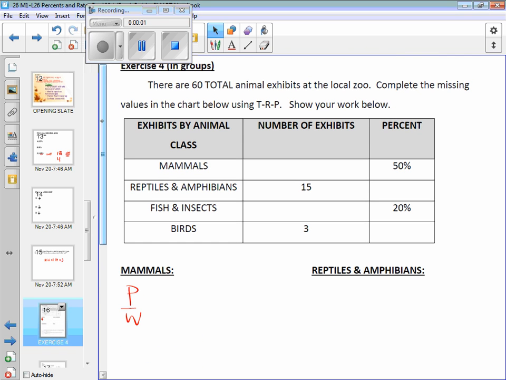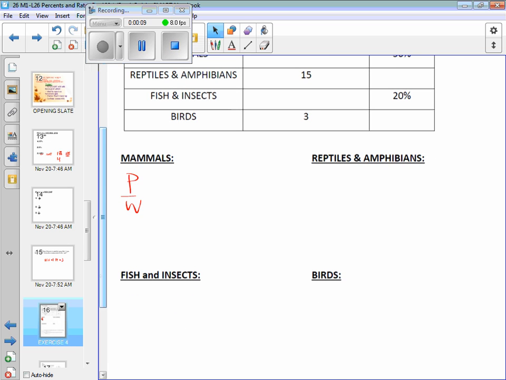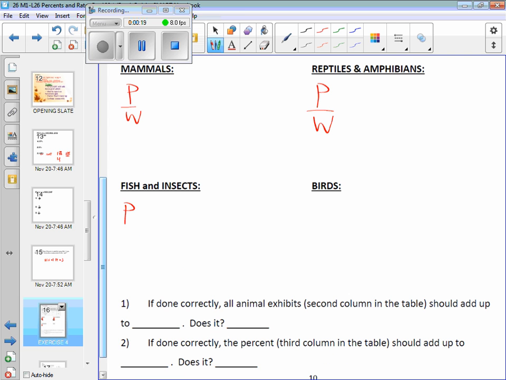The 60 total animal exhibits is going to be the whole part of our part-to-whole ratio. And I want you guys to really get used to thinking of things through the words part, whole, and percent. So since we're using the template for all four, I'm just going to get that out of the way right now.